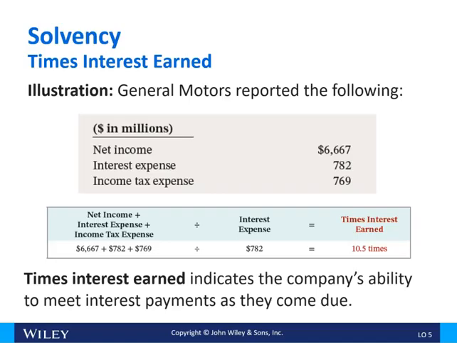And then finally, times interest earned. It's the ability the company has to meet its interest payments as they come due. So we take net income, add back interest expense, add back income tax expense, and divide it by the interest expense. So the earnings, the net income, excluding income tax and excluding interest, is 10.5 times what the interest payment is. So they've earned 10.5 times their interest payment. So they look like they're in pretty good shape to be able to pay their interest payment.